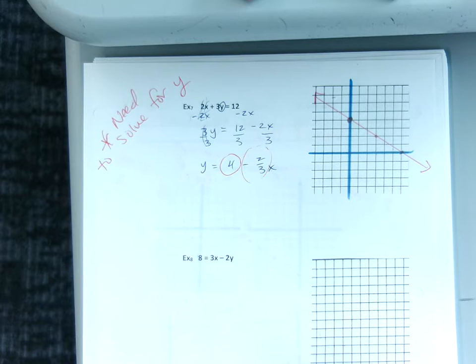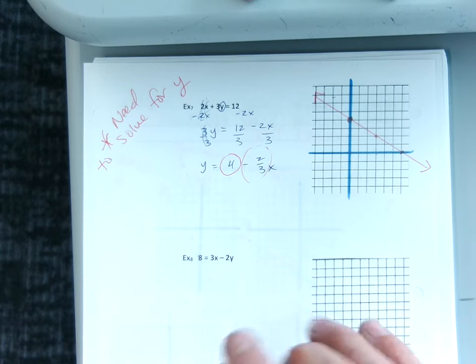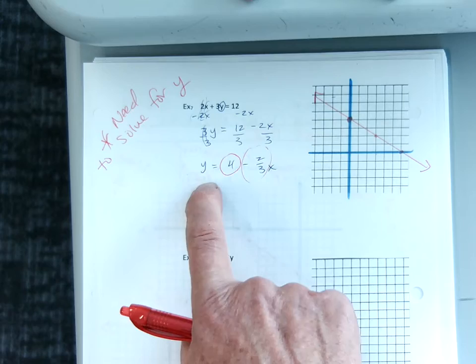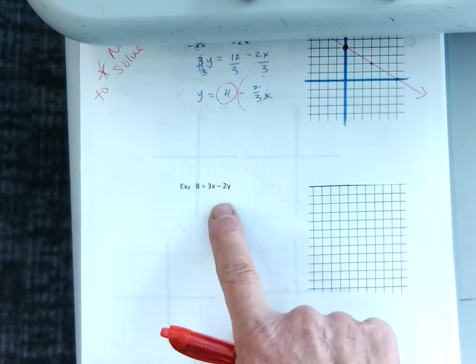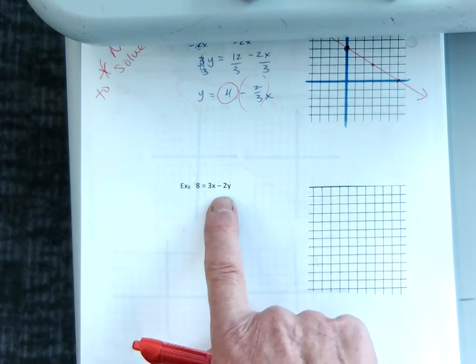All right, thumbs up. That was a little bit harder. Thumbs up on that one. We got it to do y equals, didn't we? Right? Which is what we want. Now, number 8, same thing, except it's just backward, but I can still do this, right?